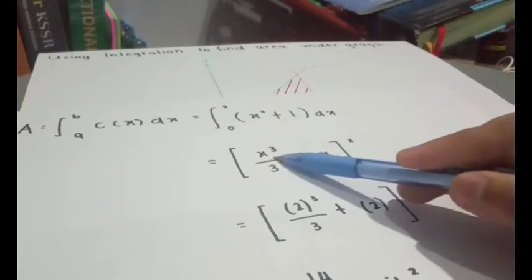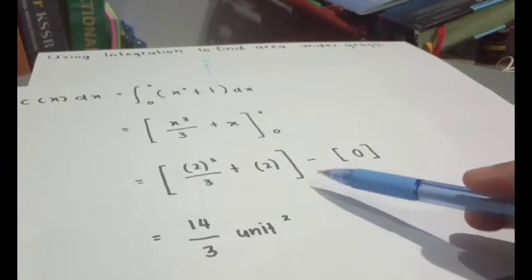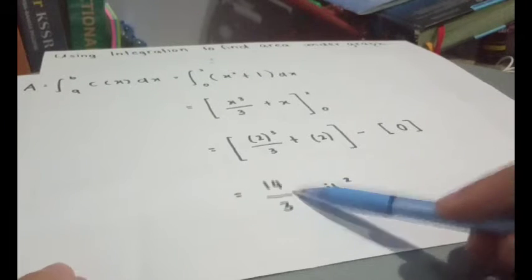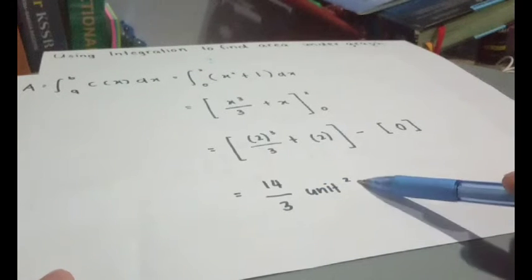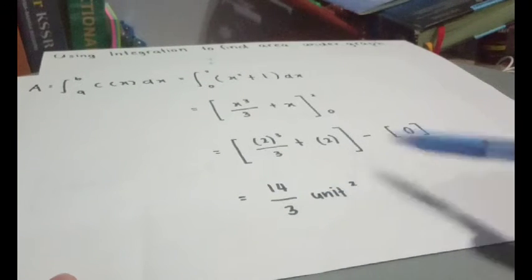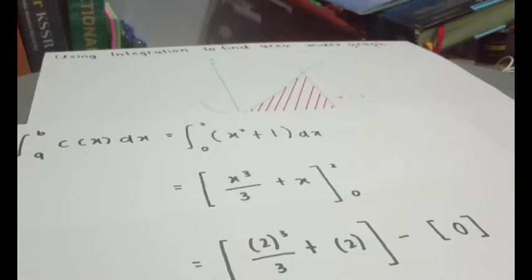You put the 2 into this formula and subtract with 0, and we got 14 over 3 units squared. Why squared? Because it is area. So that's how you use integration to find area under the graph.